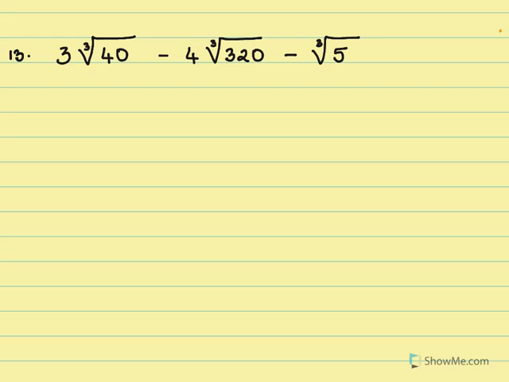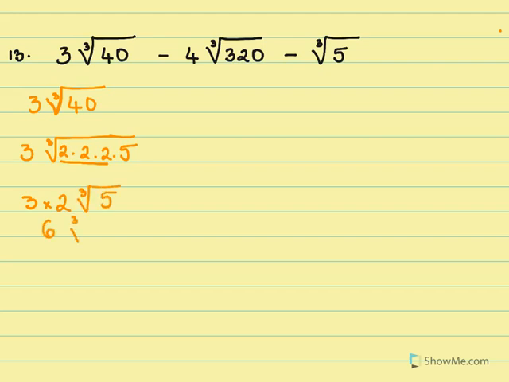Simplify 3 cube root of 40 minus 4 cube root of 320 minus cube root of 5. So let's take up the first one, and that is 3 cube root of 40. Remember, this 3 has to be written inside the radical sign. Now 40 is 2, 2, 2 into 5. Since it is cube root here, I have to make groups of 3. So it will be 3 into 2 cube root of 5. So this is 6 cube root of 5.